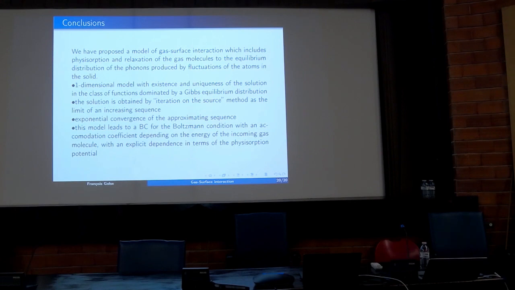And perhaps a nice feature, the good selling point for this model, is that it leads to a boundary condition for the Boltzmann equation which has an accommodation coefficient. So it's very much the same structure as for the Maxwell boundary condition, except that you have an explicit dependence of the accommodation parameter in terms of the energy of the incoming particles. So that's perhaps the first difference with the classical Maxwell boundary condition.